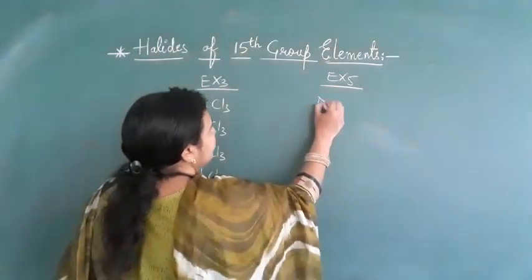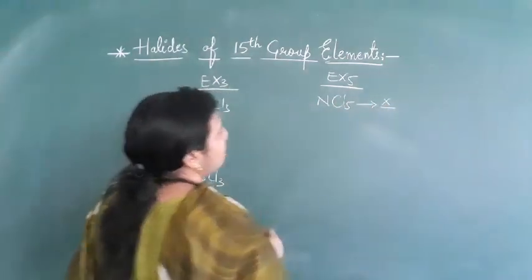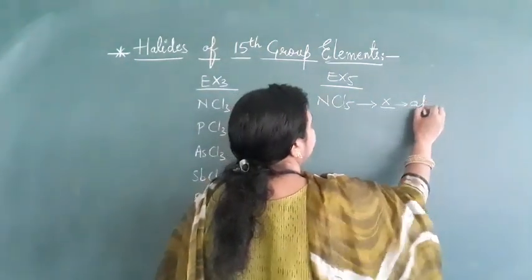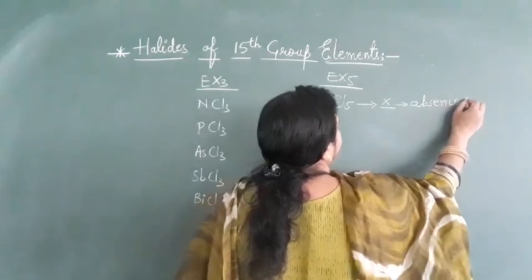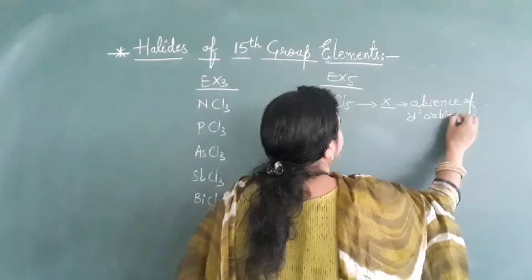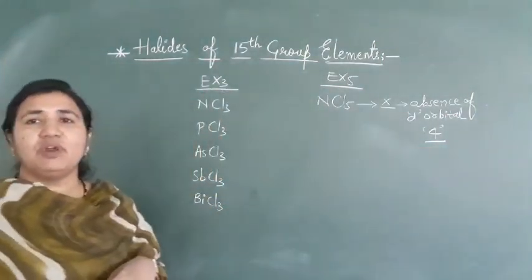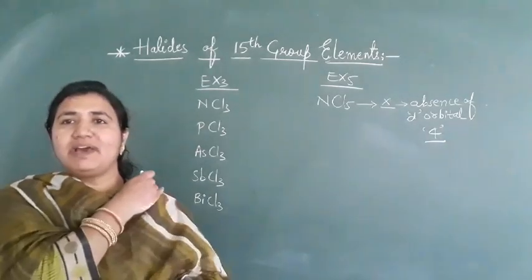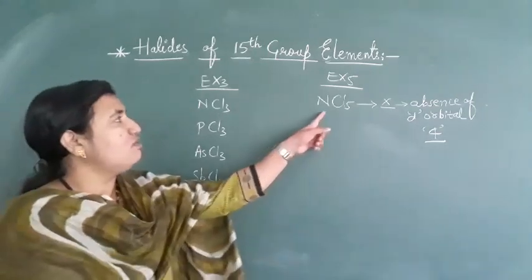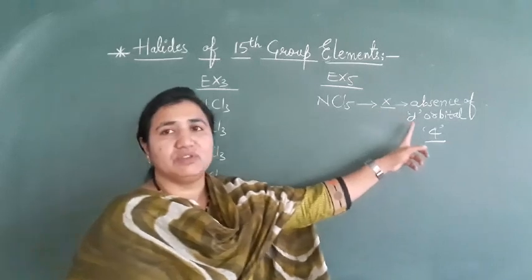In pentahalides, NCl5 does not form. Why? Due to the absence of d orbital. Nitrogen's covalency is 4, so it cannot extend its covalency more than 4 due to the absence of d orbital. So it cannot form the pentahalides. NCl5 cannot form due to the absence of d orbital.